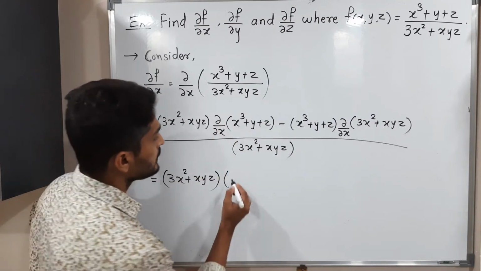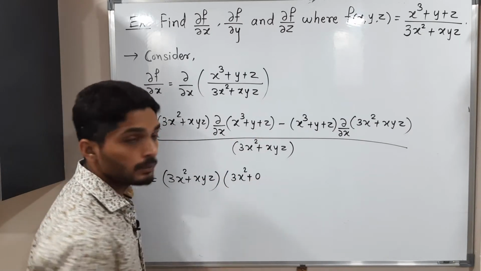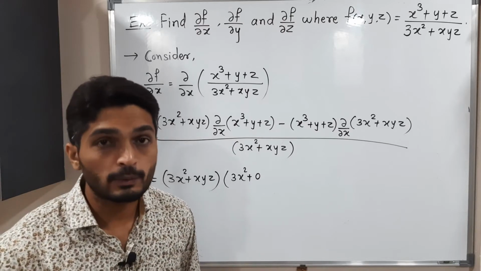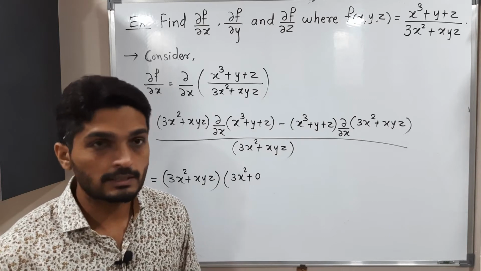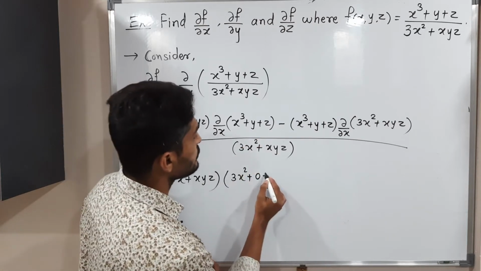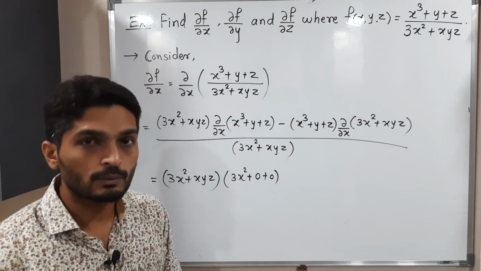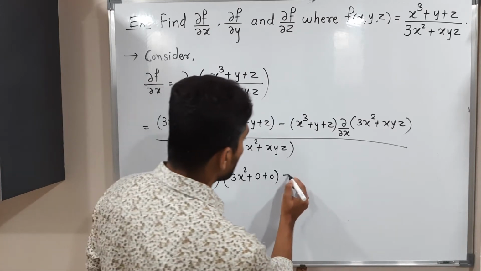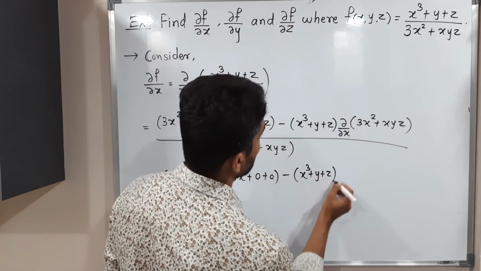Derivative of x³ is 3x². Derivative of y is 0, since we are finding derivative with respect to x and there is no x, so y is a constant and its derivative will be 0. Plus similarly z is also constant, derivative is 0 since we are finding derivative with respect to x. Minus (x³ + y + z).